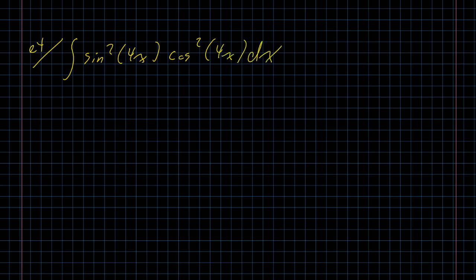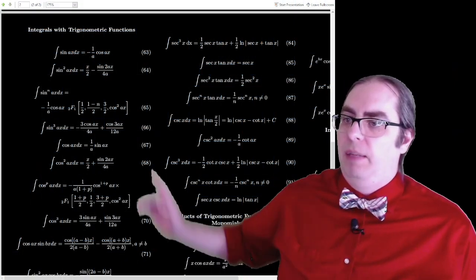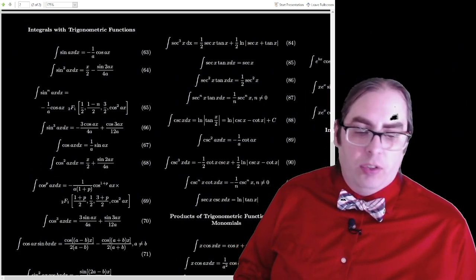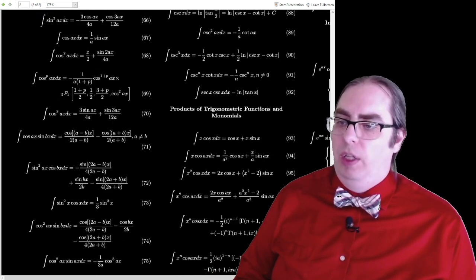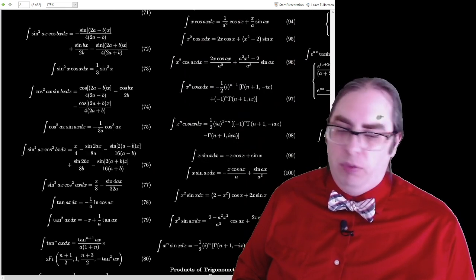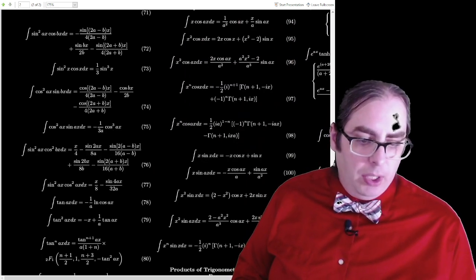Let's take a look at another example. All right, how about the integral of sine squared of 4x times cosine squared of 4x dx? All right, so going back to my table, I'm looking at integrals with trigonometric functions. And there are several on the table, so I have to scroll down for a little while. But I eventually start seeing some exponents, which makes me excited. And then here we are.